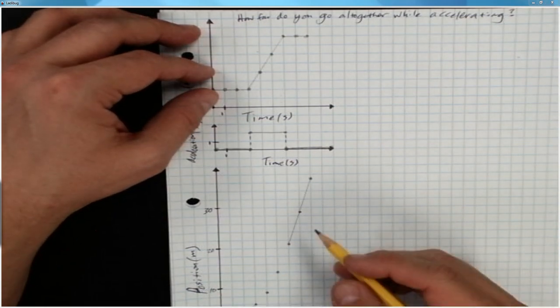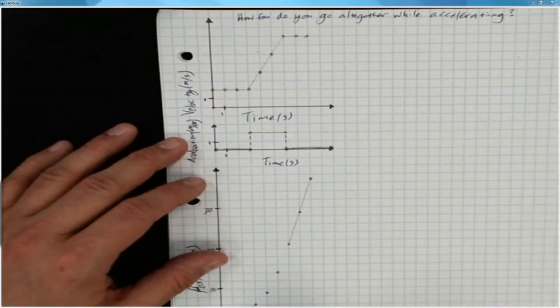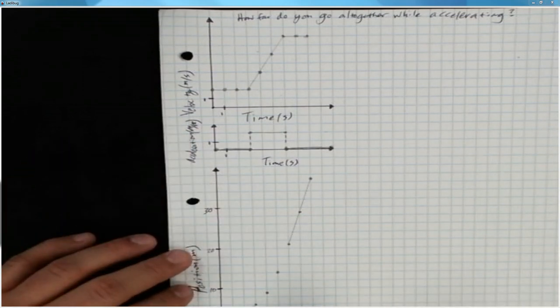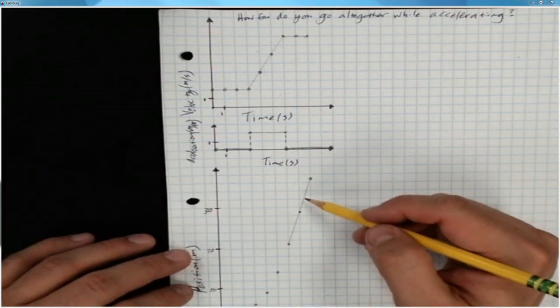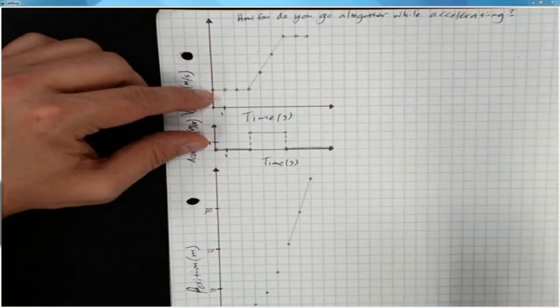Okay, 1, 2, 3. So this is a straight line because we're going at a constant velocity. The steepness of this line is lower than the steepness of this line, and that makes sense because this velocity is lower than that velocity.